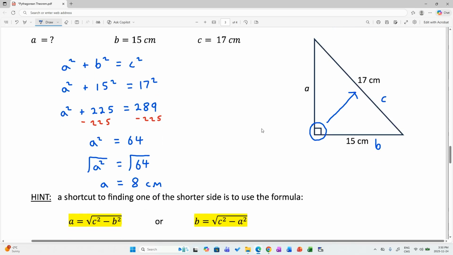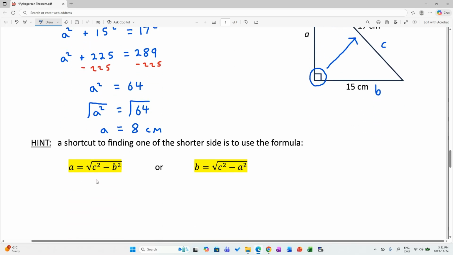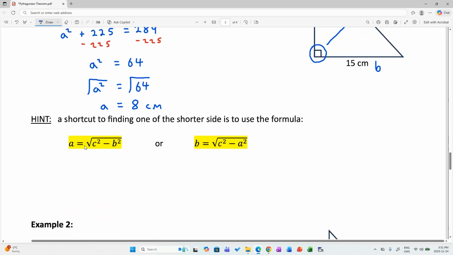Now, let's talk about some shortcuts. Whether you're looking for A or you're looking for B, you can always basically use this formula. If you're looking for A, you basically take the square root of C squared minus B squared. Or if you're looking for B, you can take the square root of C squared minus A squared. In this case, we're looking for A.